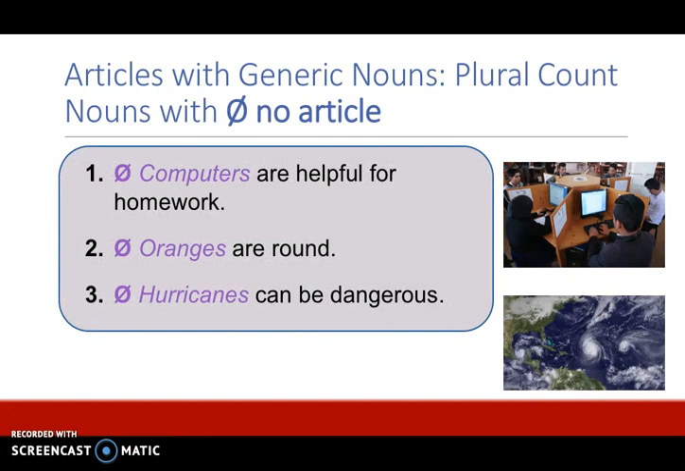These are some examples of plural count nouns with no article that are generic nouns. So we have computers are helpful for homework, oranges are round, hurricanes can be dangerous. So these are almost the same as the previous examples, except that we can see the plural form of the nouns instead of the singular form with a or un. They have essentially the same meaning. Both of these examples are talking about a class of items, not specific things.